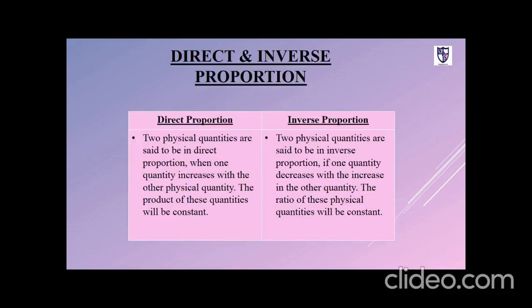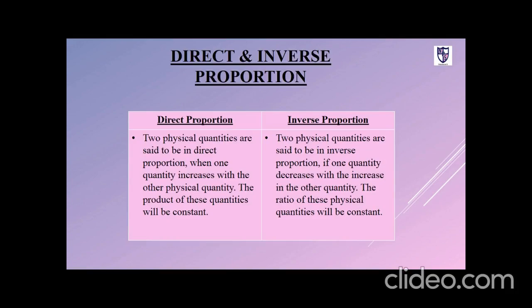Our next topic is relations of proportionality. There are two types of proportions, direct and inverse. Two physical quantities are said to be in direct proportion when one quantity increases with the other. The product of these quantities will be constant. The graph between them is a straight line. For example, when any value x increases, value y increases also with the same rate.